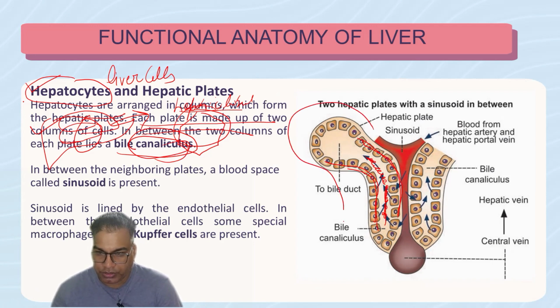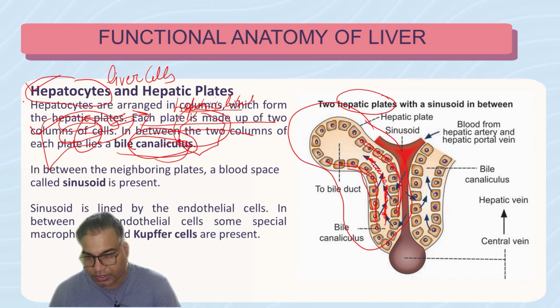This whole structure is called hepatic plates. These are the two columns formed by the hepatocytes, and between these two columns there is a space called bile canaliculus. Between these two hepatic plates there is a space called sinusoid, which further opens into the central vein, and finally it leads to the hepatic vein.